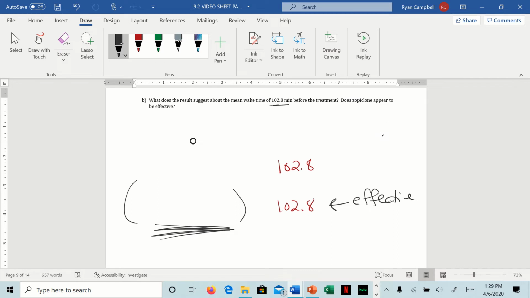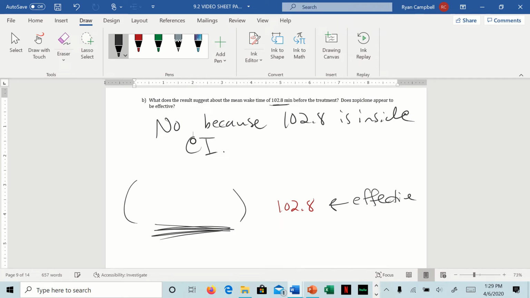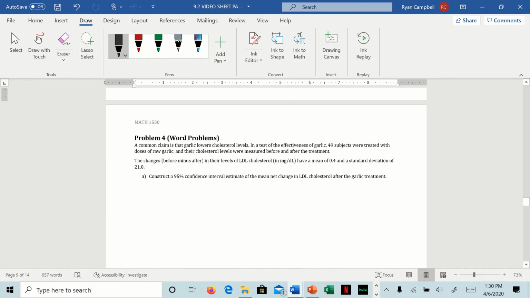So does it appear to be effective? We can say no, it does not, because the 102.8 is inside the confidence interval. So it can't really tell us anything. Seems like it doesn't have an effect. Yeah. All right.